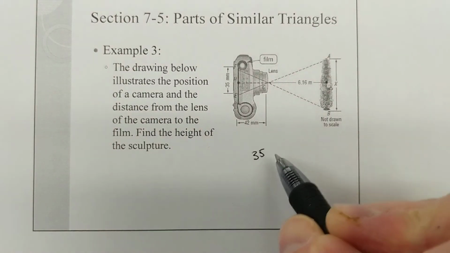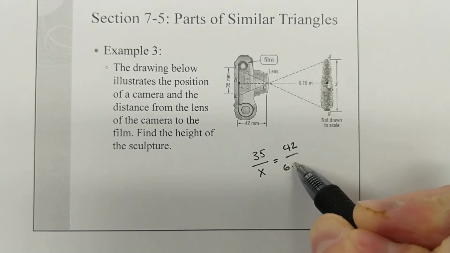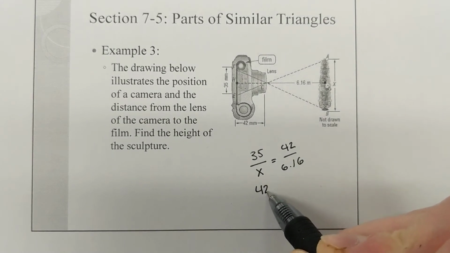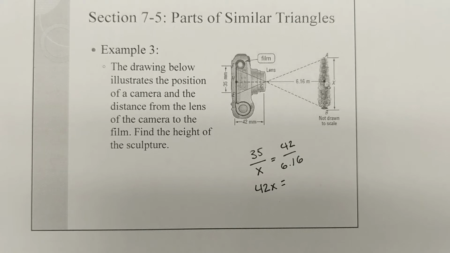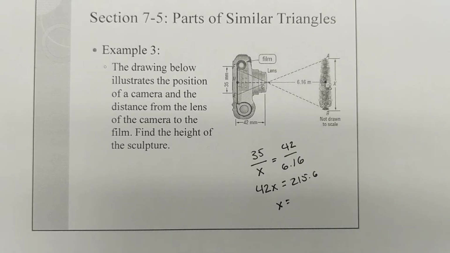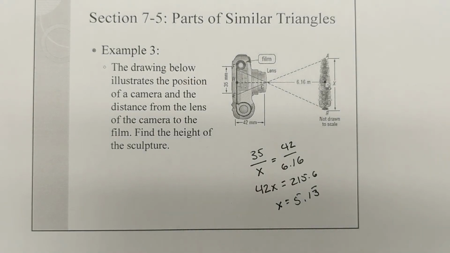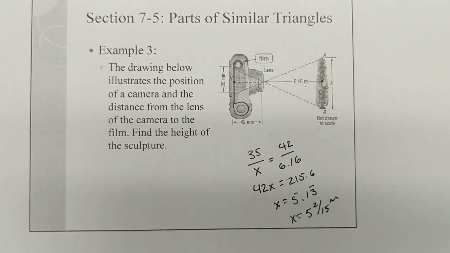So the base of one triangle over the base of the other triangle is equal to the height over the height. So 42x is equal to 35 times 6.16, which is 215.6, divided by 42, is 5.13 repeating. Which, if you want a fraction, is 5 2/15. And this will be in meters because this triangle has units of meters.